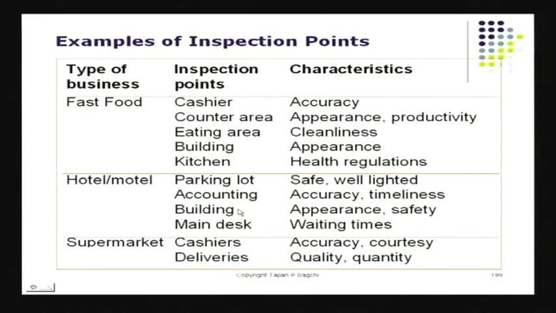These would be the things that the ISO 9000 person will probably ask about: are you doing these things? What are your standards there? And show me some evidence that you're doing it. A supermarket, a couple of things there. Cashiers, they check for accuracy and courtesy, of course. And deliveries, quality and quantity. These are the things that a supermarket should be doing its inspection on.